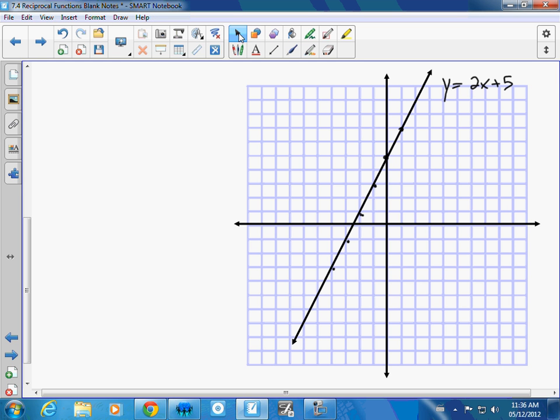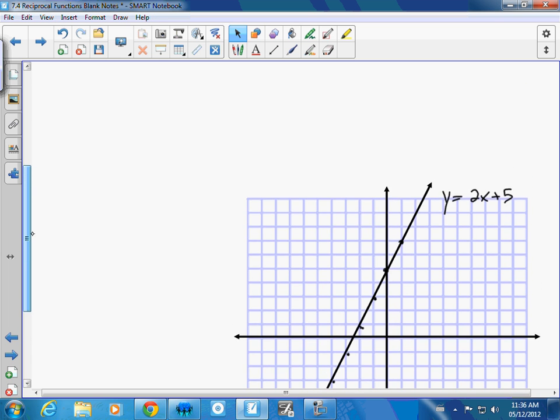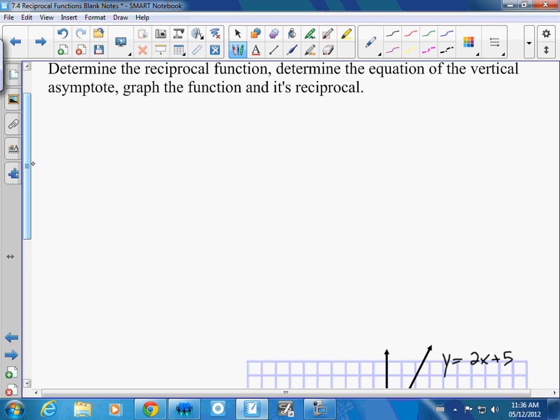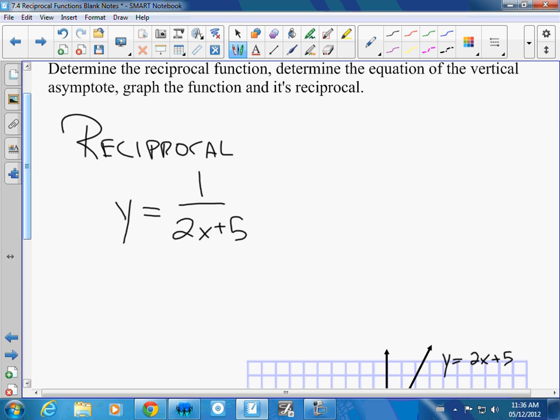Okay, now, what I want to graph is the reciprocal of this, right? That was y equals 2x plus 5. What I want, look here, is the reciprocal. So I want y equals 1 over 2x plus 5. All I did was take the original, put it over 1, and then flip it. Now if you look, all of a sudden, what do we have that we didn't have before?